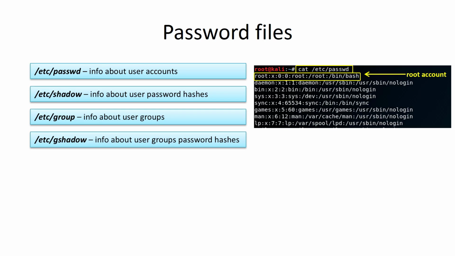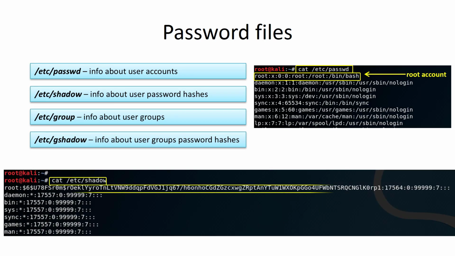The password hash is stored in shadow file. It looks like this. It contains password hash and information about password. For example, when the password expires, how often it should be changed, and so on. We'll discuss more about passwords a little bit later in the section Password Cracking.